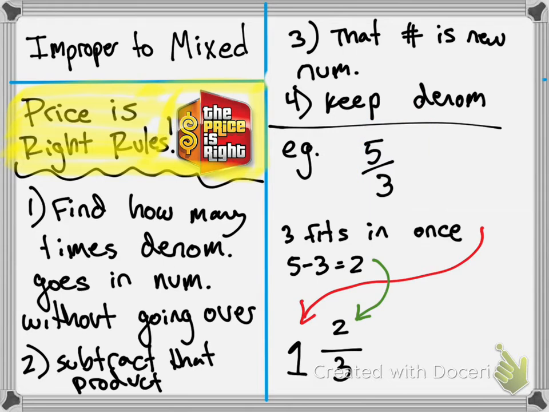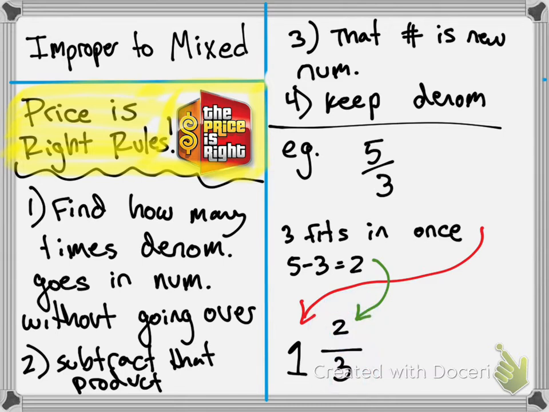So for example, 5/3. On your fingers, how many times does 3 fit into 5? We can't have it go over, so how many times? Yeah, it fits in 1 time. That became our new integer, our new big number. And it fit in 1 time, so I took away just the 3, because that's 3 times 1. And so we do 5 minus 3 equals 2. That became our new numerator, and we kept our denominator.